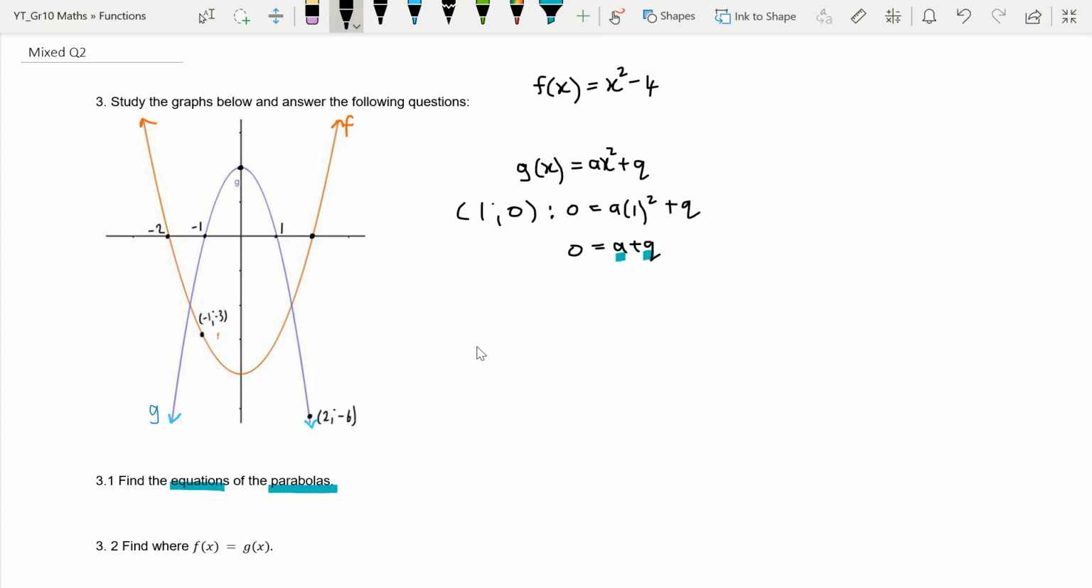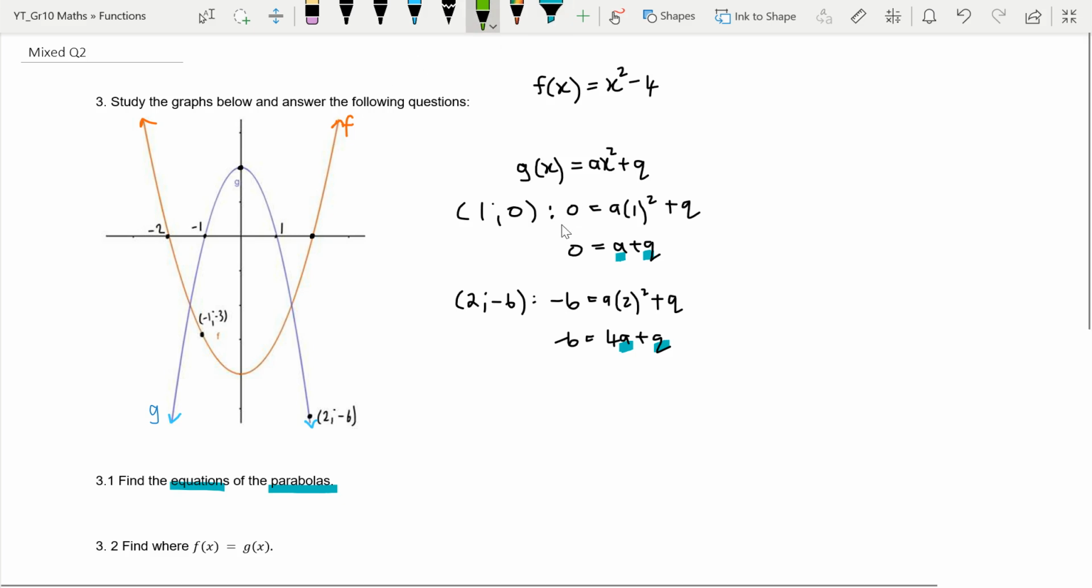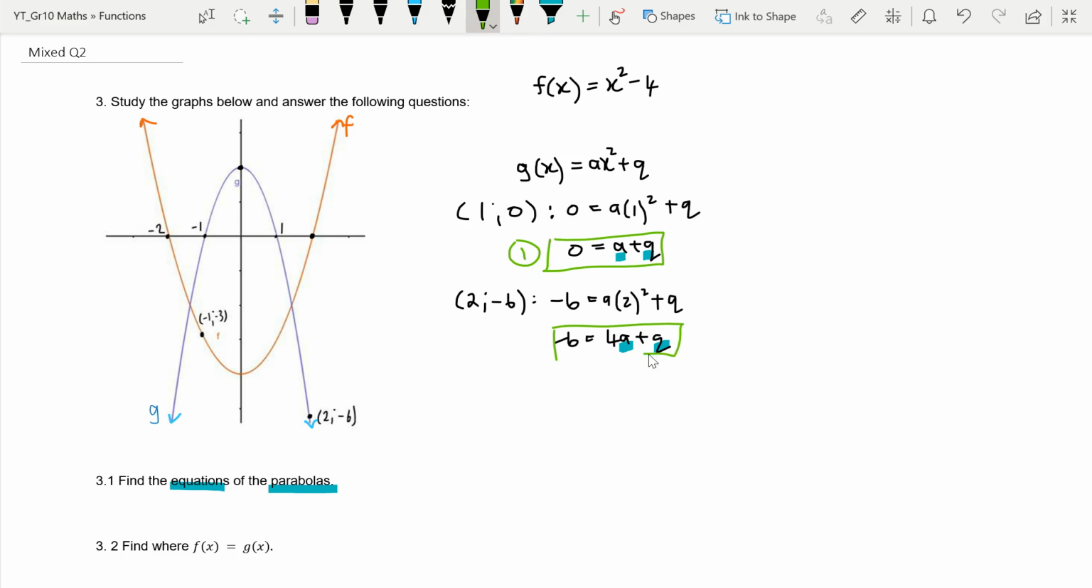We just go plug in a second point that was given on our blue graph, the point 2 and negative 6. When my y is negative 6, my x is 2, and there we go. Let's simplify that. So we've got 4a plus q. And again, we've got a second equation in terms of a and q, so we are going to have to use simultaneous equations. There's my first equation. There is my second equation. And again, grade 10s, you do it however you understand this. Refer back to simultaneous equations if you must.